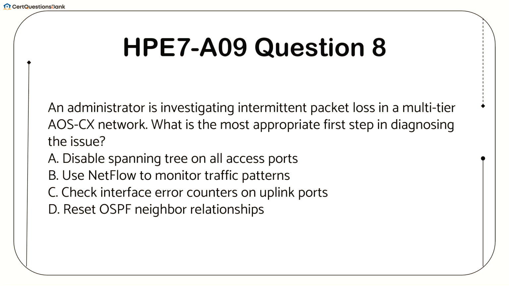An administrator is investigating intermittent packet loss in a multi-tier AOSCX network. What is the most appropriate first step in diagnosing the issue? A. Disable spanning tree on all access ports. B. Use NetFlow to monitor traffic patterns. C. Check interface error counters on uplink ports. D. Reset OSPF neighbor relationships.